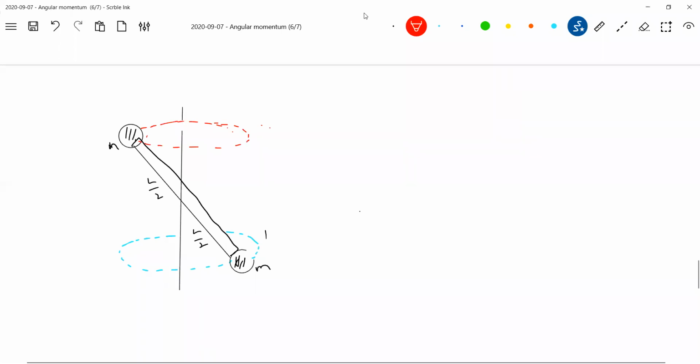First of all, you have to ask questions. So where is omega? How is omega directed? Omega will be upward here. I want the angular momentum. So what is the angular momentum here of this? It's a light rod.